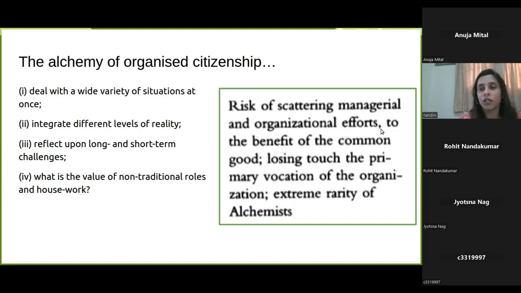And there are certain risks also. So there's a risk of scattering managerial and organizational efforts. There's a risk of losing touch with your primary vocation of the organization. And there's also a risk that maybe if all of this doesn't work out, 5 years later, a scientific institution might not want you. And there is also an extreme rarity of alchemists who are able to put all of these things together to make things work.